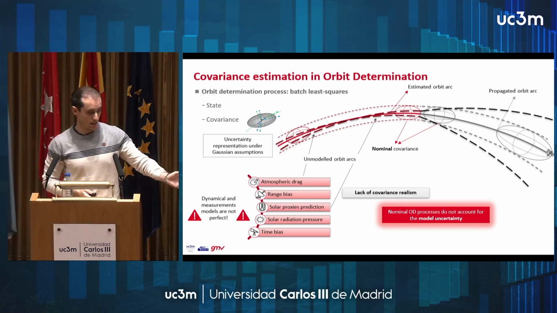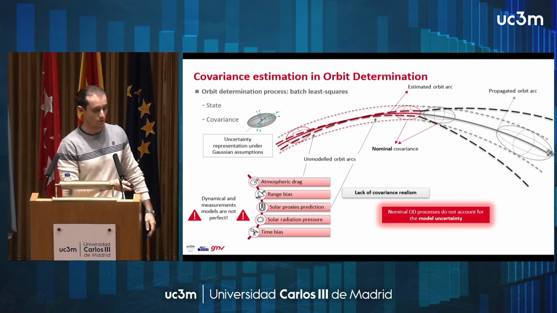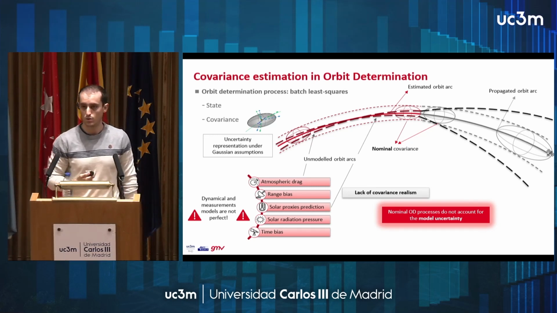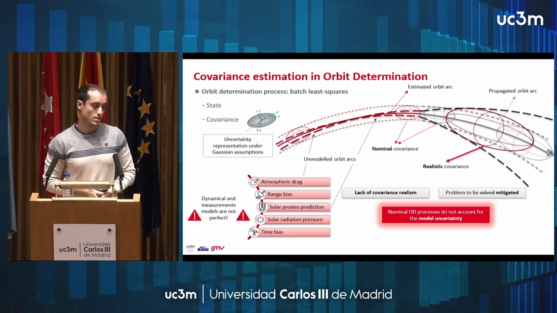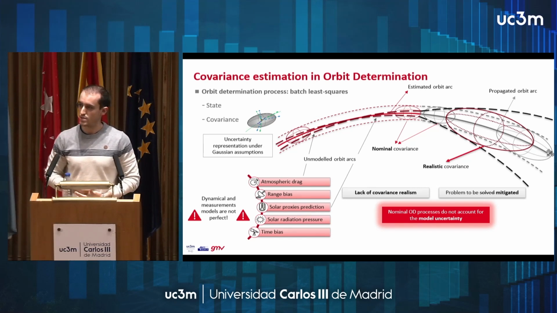This leads to a lack of realism, especially when you go to the propagation part. And therefore, the nominal covariance is no longer representative of the uncertainty that we have in the system. This is the lack of realism problem, and this is the problem that we want to minimize, or at least to try to solve. Having a covariance that is more representative of the real uncertainty of our system.